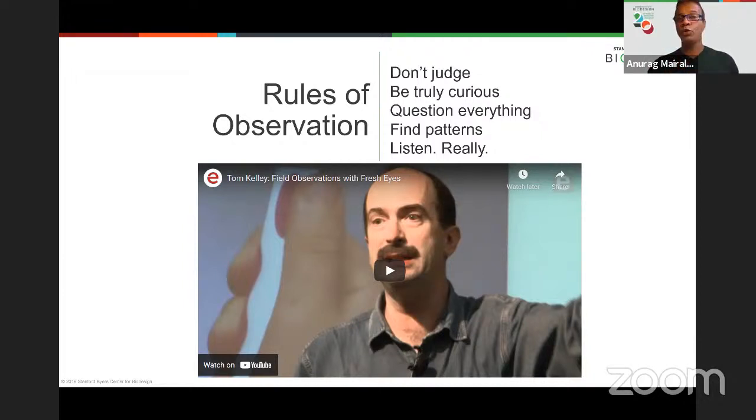Question everything. Don't take anything for granted, because that's where a lot of needs fall through. Find patterns. When you see 10 different people actually articulating the same thing in multiple different ways, that's a pattern, right? And then listen, really pay attention and watch, basically observation, right? So those are rules of observation.